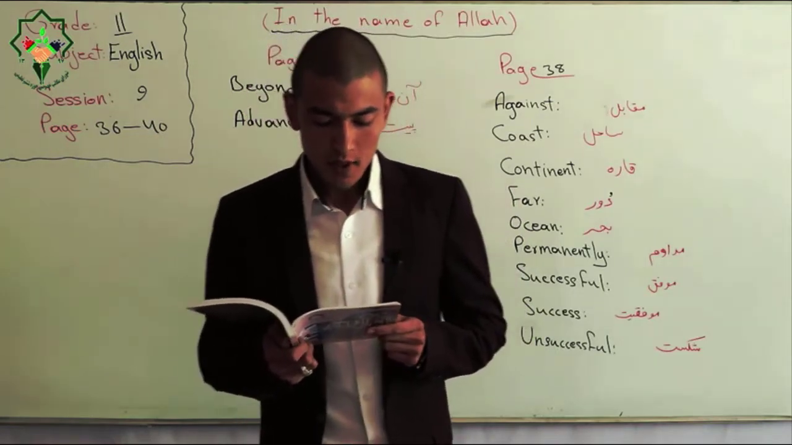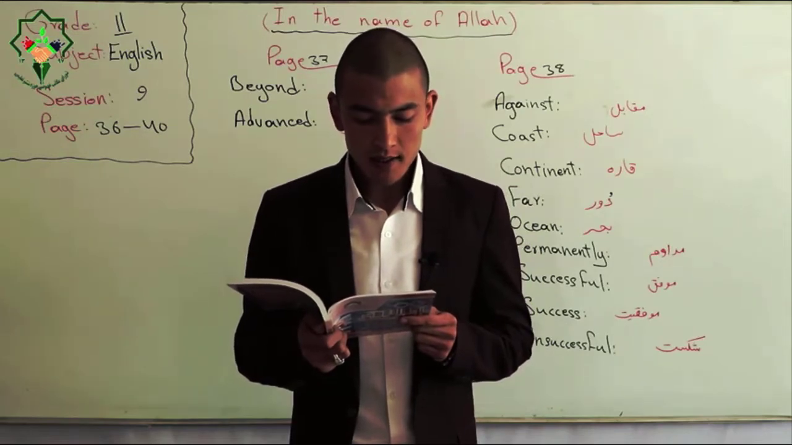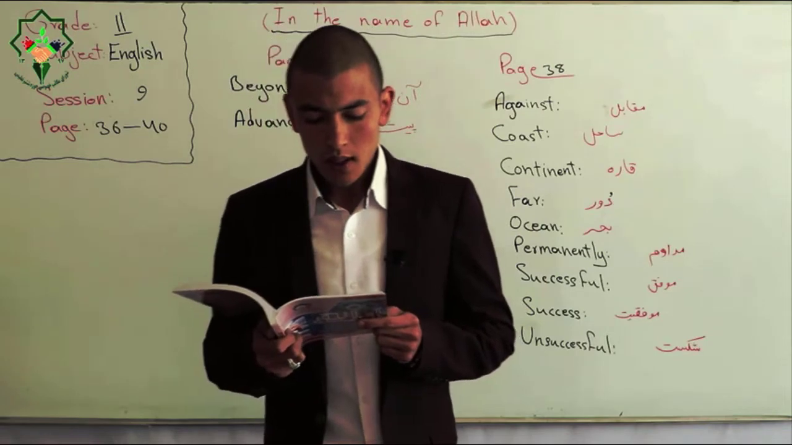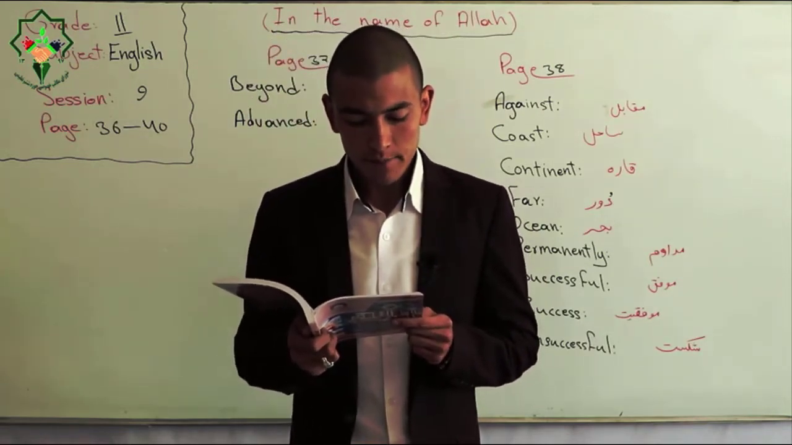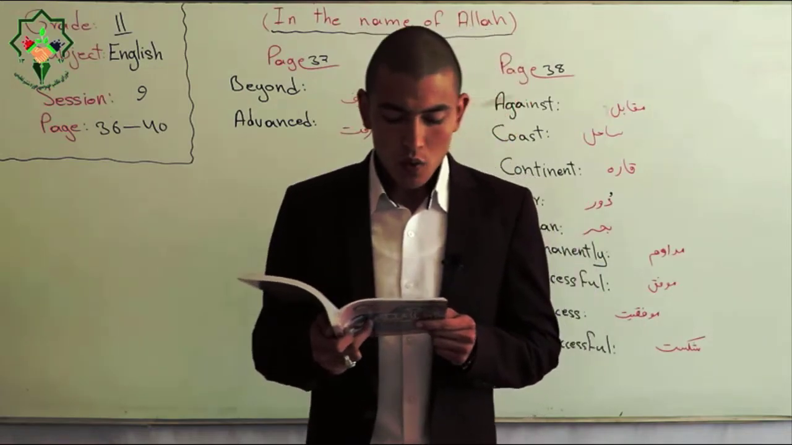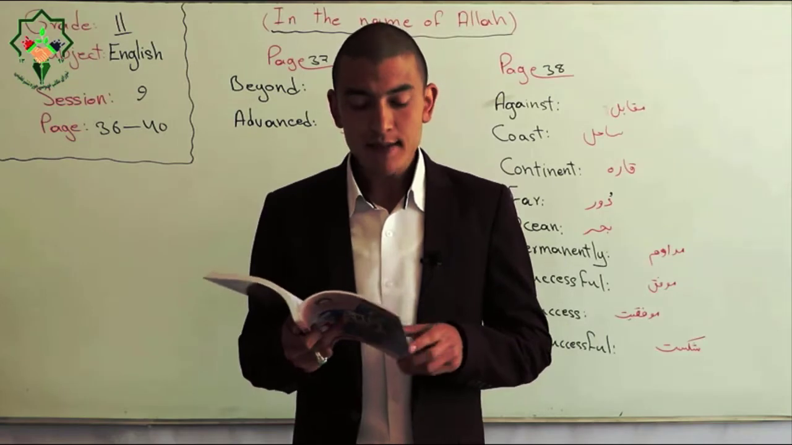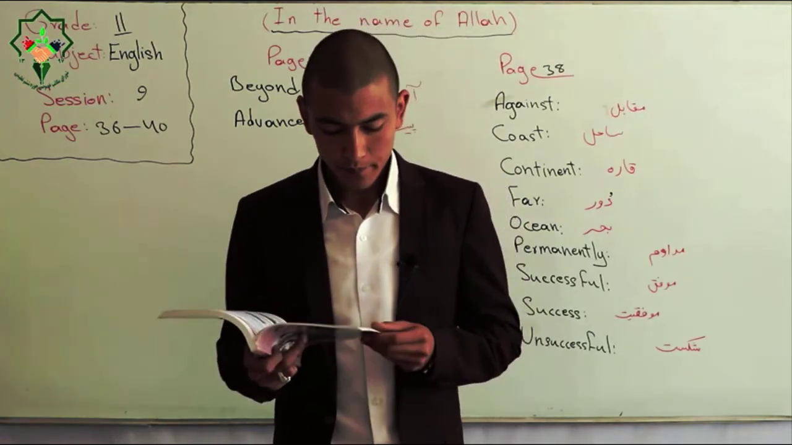Continent. A large area of land. There are 6 continents in the world: Africa, Asia, Antarctica, Australia, Europe, America. Okay, say where each continent is on the map. Here is the map, and try to name all these continents.